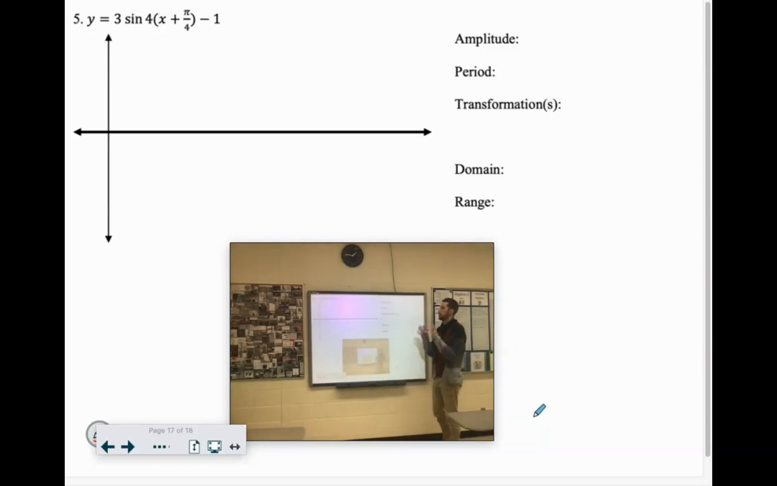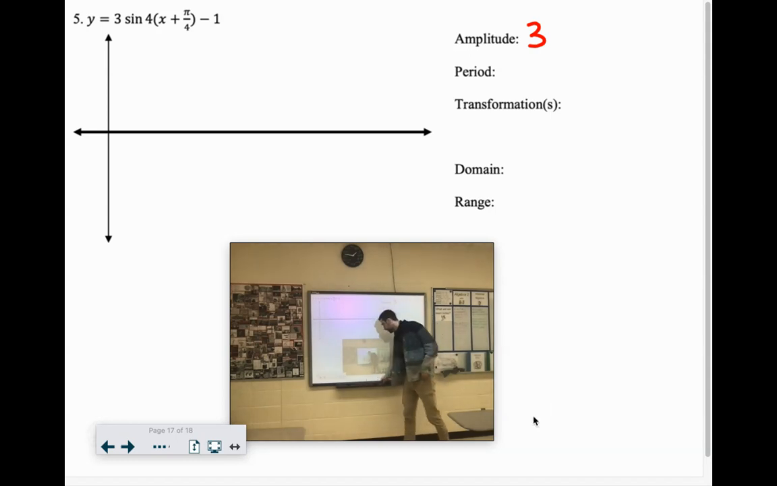Holy moly, this one looks wild. Y equals 3 times sine of (4(x + pi/4)) minus 1. This has a lot of transformations. The 3 in front shows our amplitude. So our amplitude is 3.